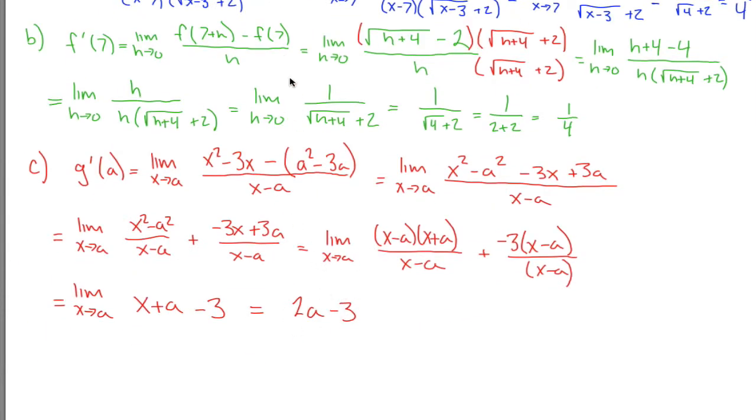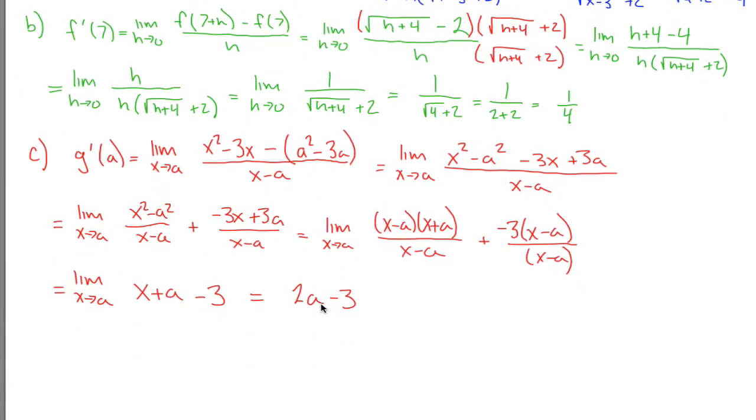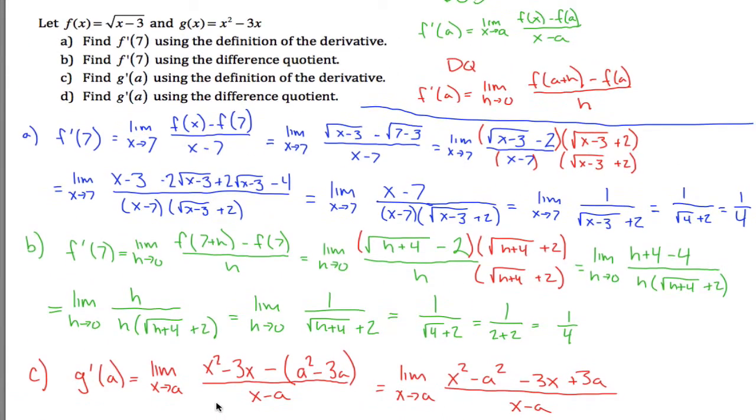So if you did know what a is, if you want to know when a equals 7, for example, you could just change this a into a 7 and say it's 14 minus 3, which is 11. But for now, we just leave it like this, 2a minus 3. Part D, I believe, says do that same thing but use a different method. Find g prime of a using the difference quotient.